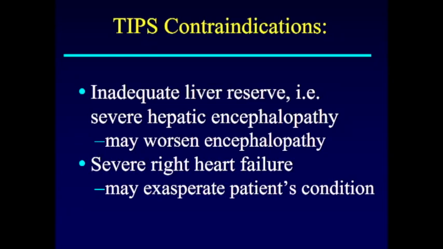Contraindications, there are a lot of non-absolute contraindications that I'm not going to mention, but I want to just point out the 2 absolute contraindications to TIPS shunt placement. They are inadequate liver reserve, i.e. if the patient has severe hepatic encephalopathy, because that may worsen the encephalopathy by now dumping all that extra blood into the systemic circulation, and severe right-sided heart failure, because that may exacerbate the patient's condition by leading to volume overload.